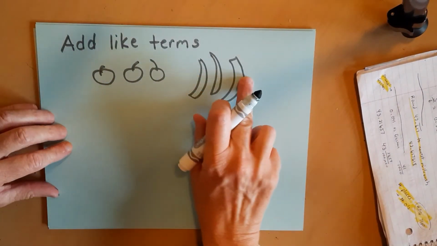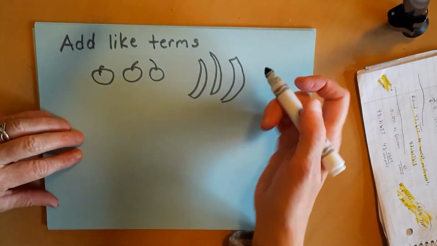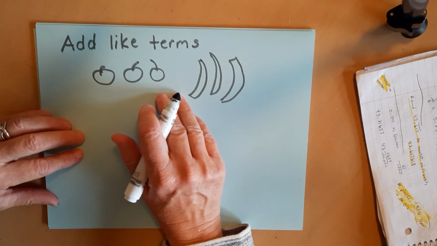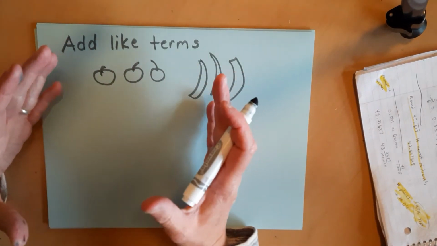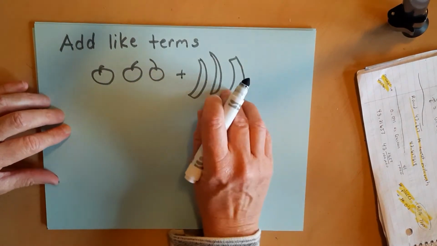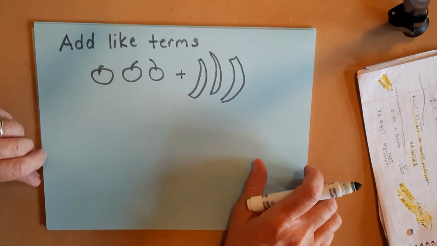There are 3 apples and 3 bananas. You cannot add them together and say you have 3 or 6 apple bananas. That doesn't make sense. There's no such thing as an apple banana. What you have is 3 apples plus 3 bananas, and that's as simple as you can make that.